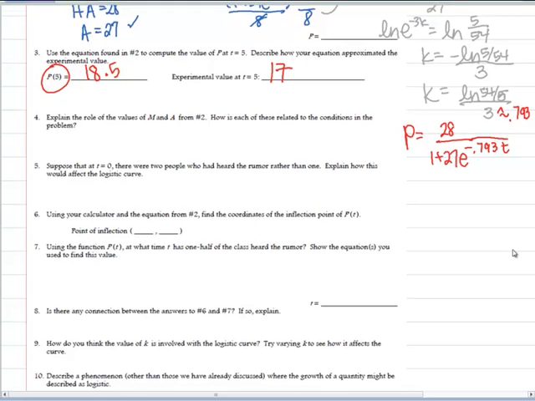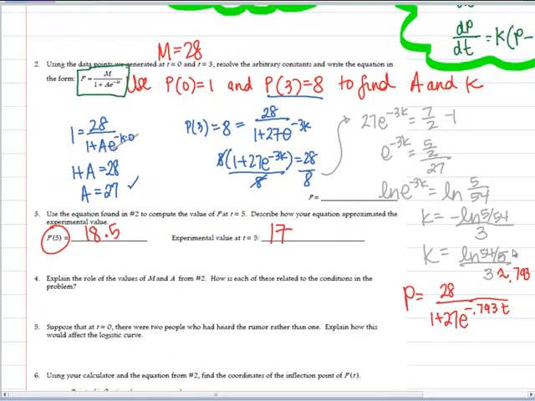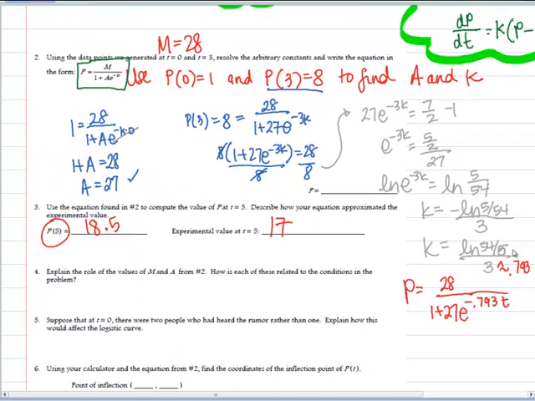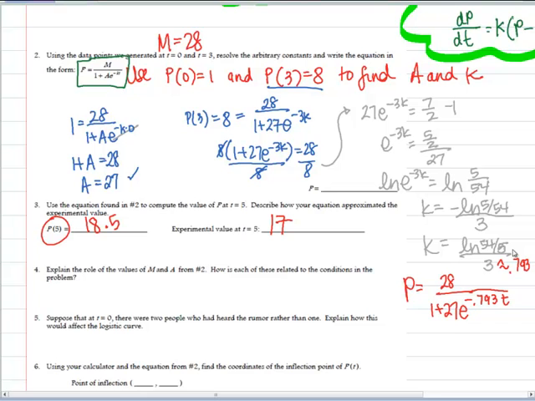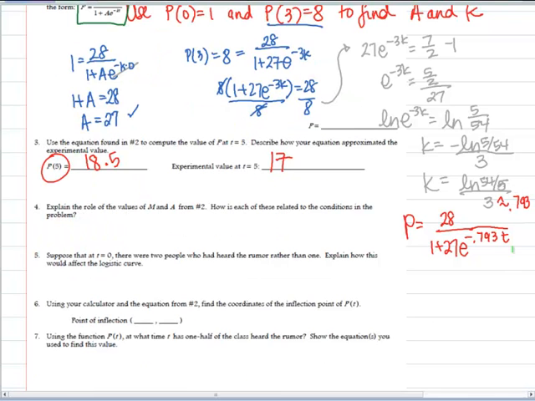Okay, so let's look at a couple other things. Explain the role of the values of M and A from number 2. So let's look at M. Well, what does M represent? M represents the maximum carrying capacity. So that's the maximum number of people that can hear the rumor. That's actually also your horizontal asymptote. And A, what does that represent? Once you plug it into here, what did this A represent?